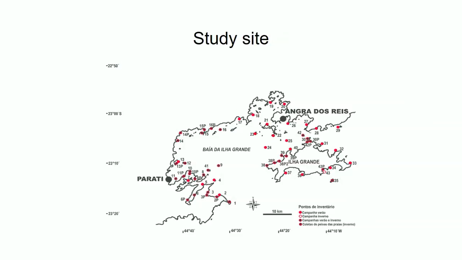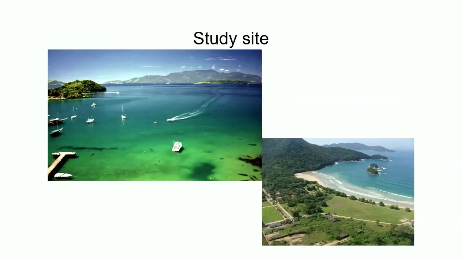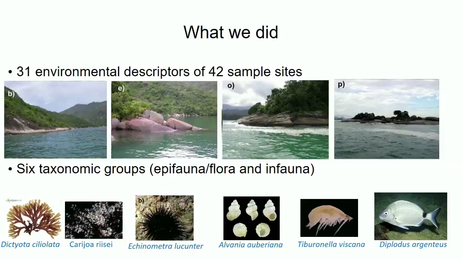I put some photos here so you believe it's a true place and not just a map. In each one of these sample sites, we collected information on 31 environmental descriptors. You can see from the photos that the places change a lot in, for example, hydrodynamics and exposure to waves. So we took all the information on environmental descriptors that we could think of.